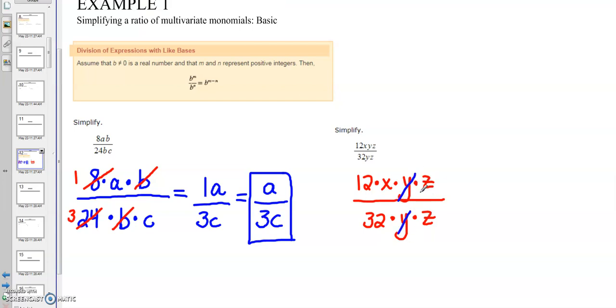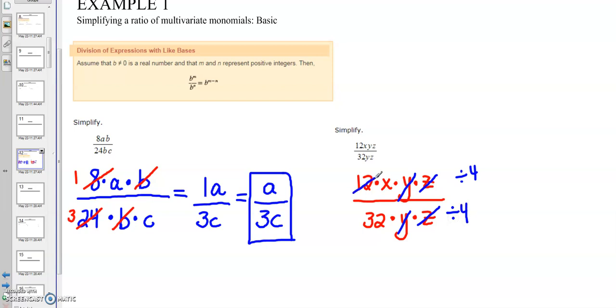The z cancels out with the z because anything divided by itself is going to reduce to 1. Then I have this variable of x here. There's not an x in the denominator to combine that with, so we know that it's just going to stay. And then we can take a look at these integers here and reduce those. You're looking for a common term that divides into 12 and into 32. You're looking for the greatest common factor. Between 12 and 32, they are both divisible by 4. So you're going to take that top and that bottom number and divide by 4.